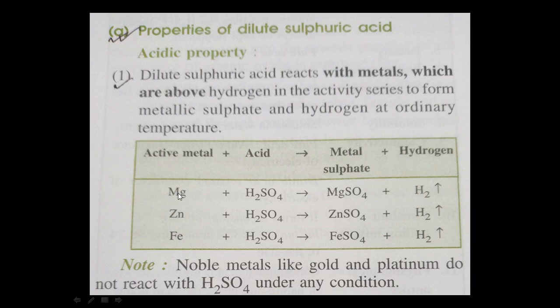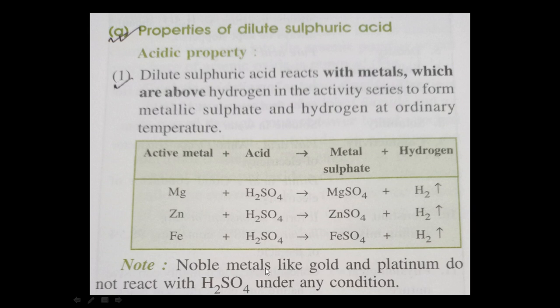So magnesium, these are some of the examples. Magnesium reacts with sulfuric acid to give magnesium sulfate and hydrogen gas, as we know that metal reacts with acid to give salt plus hydrogen gas, and here acid is sulfuric acid and salt will be sulfate because acid is sulfuric acid. Zinc plus sulfuric acid gives zinc sulfate plus hydrogen gas. Iron plus sulfuric acid gives iron sulfate plus hydrogen gas.